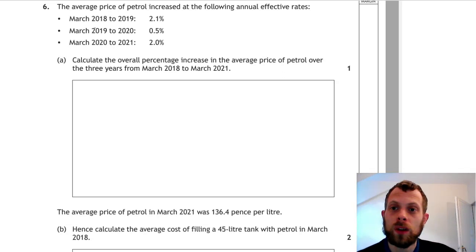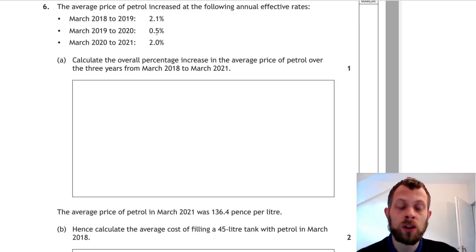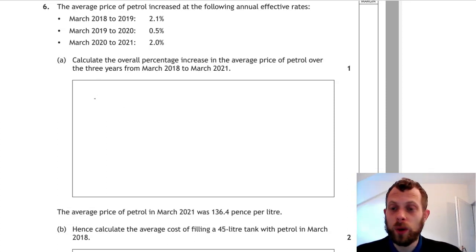the first year, the price of petrol is 2.1% greater than it was at the beginning, which means when you add on 0.5%, it's 0.5% of a larger amount. And then at the end of 2 years, this 2% is added on to an even larger amount. So the overall increase is going to be more than just the sum of these. So you do this question with percentage multipliers, percentage increase multipliers.